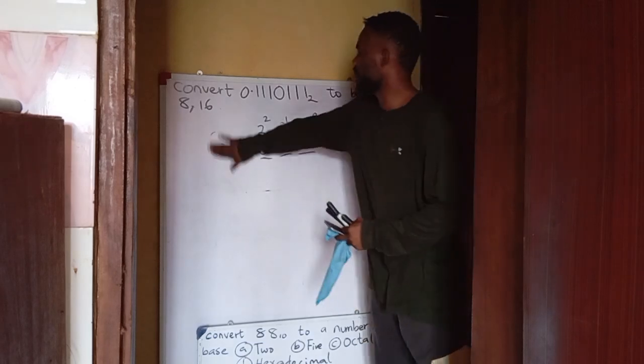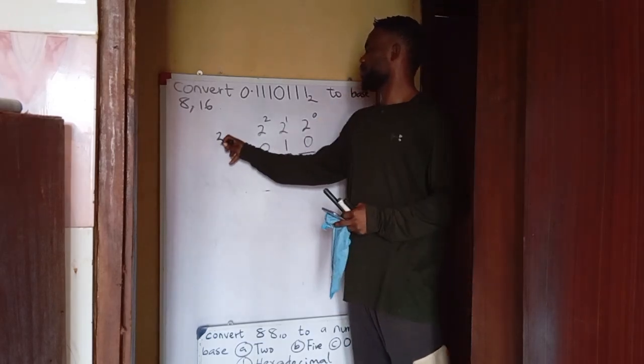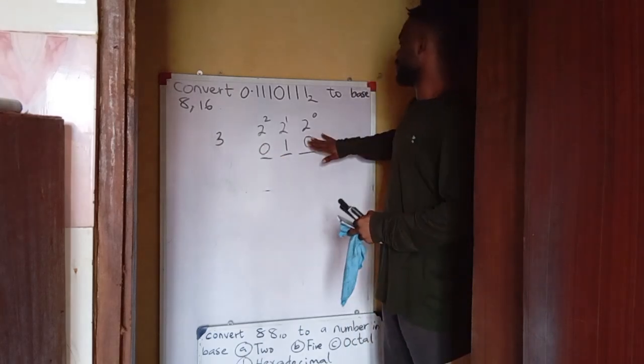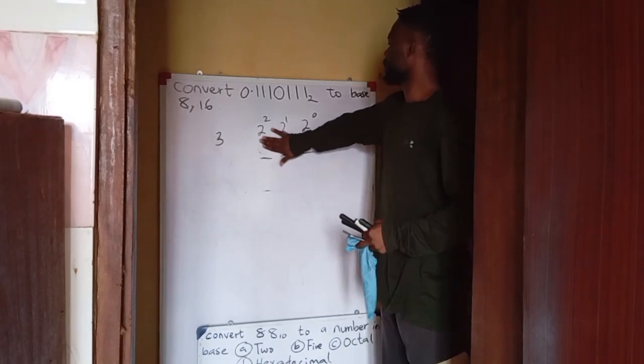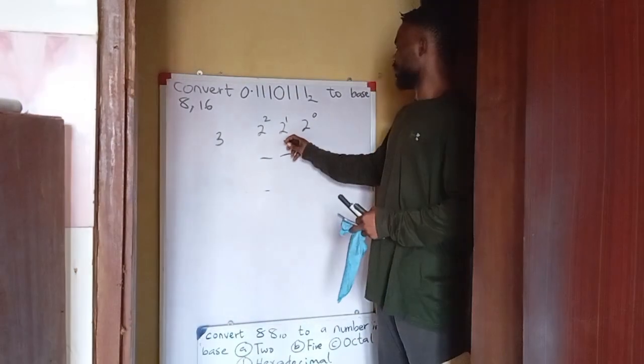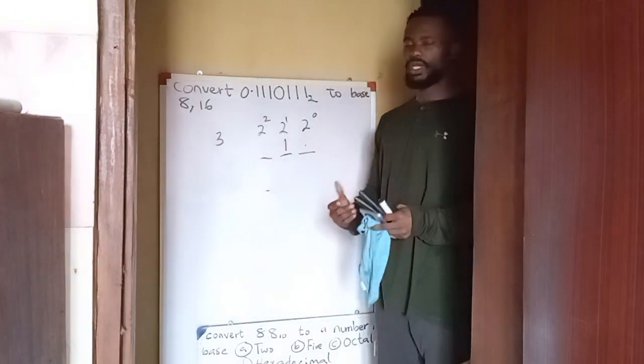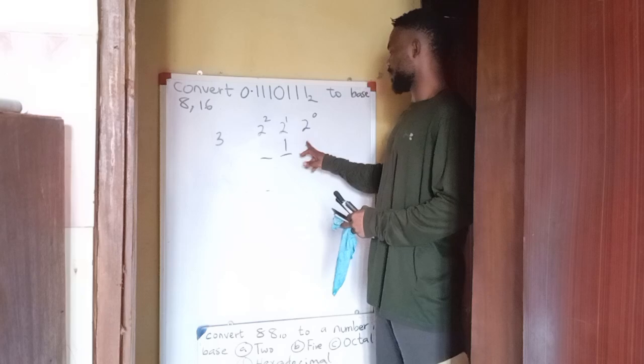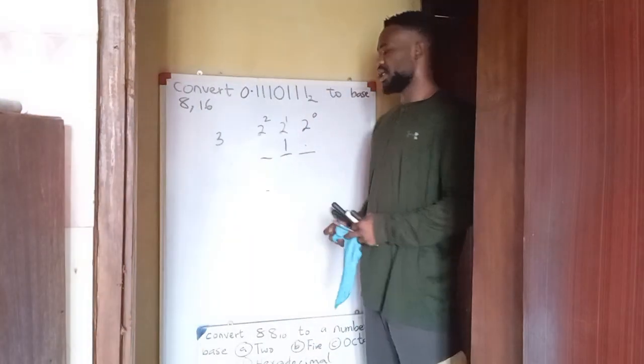Now what about 3 to base 2? 3 is simply going to be 2 raised to power 1, which is 2, plus 1. So I put 1. Anywhere that is active, I use 1 to represent it. If it's not going to be there, I use 0.